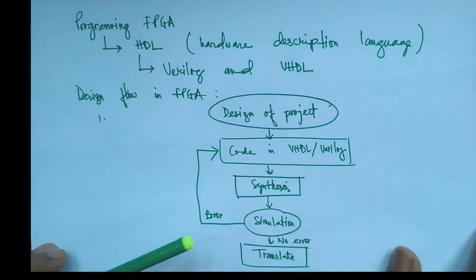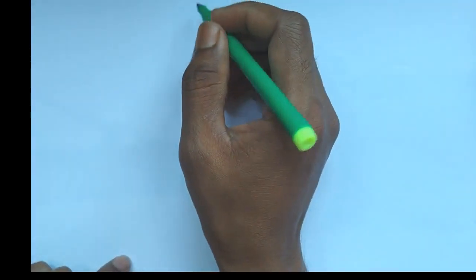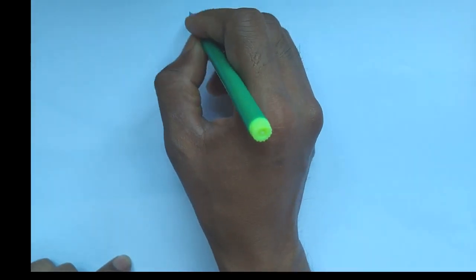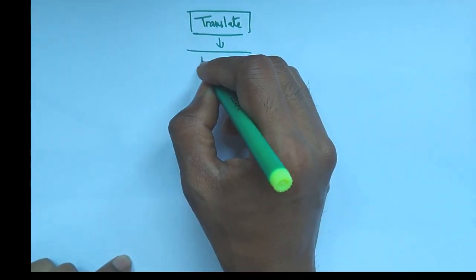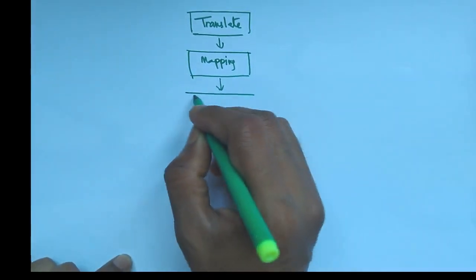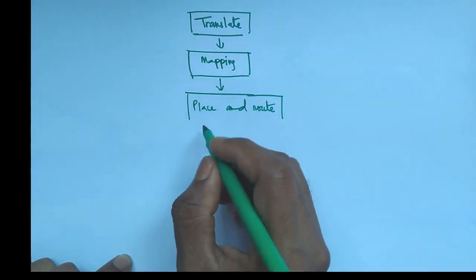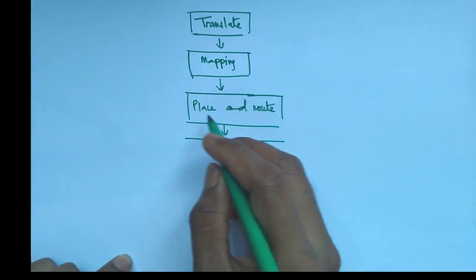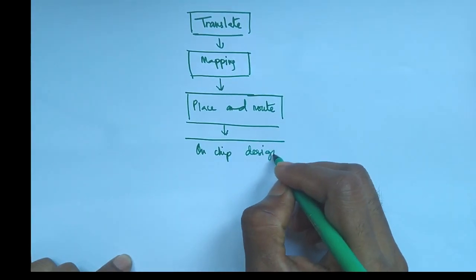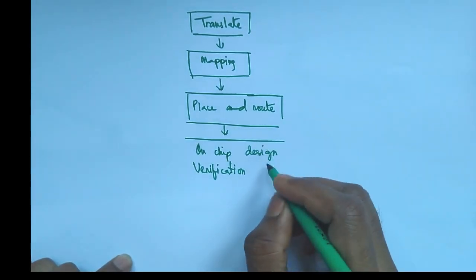Now after the translate, mapping is done, then place and route, and then finally on-chip design verification and debugging.